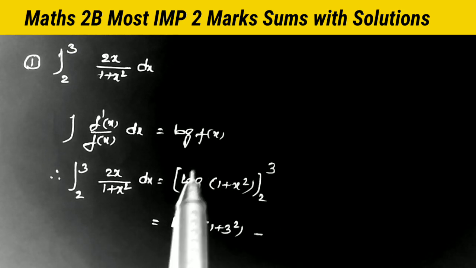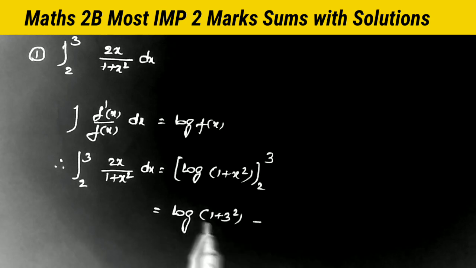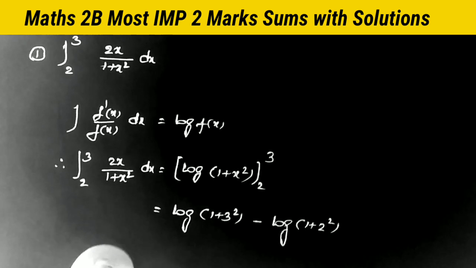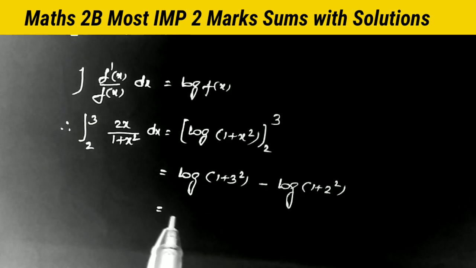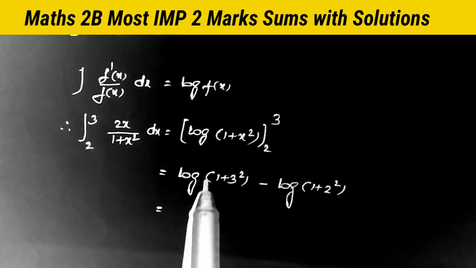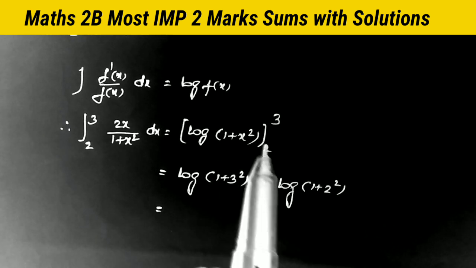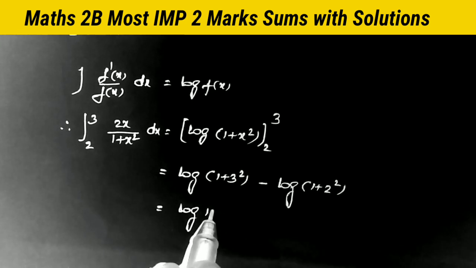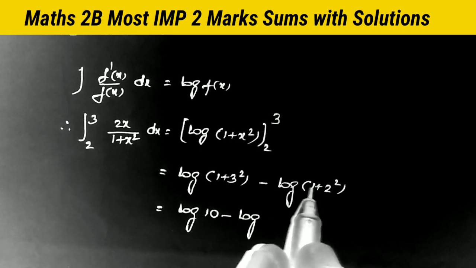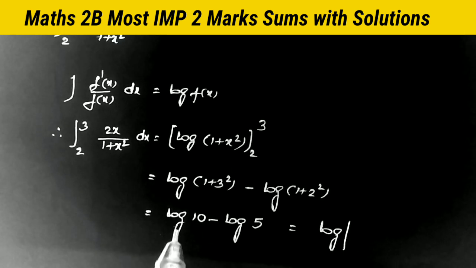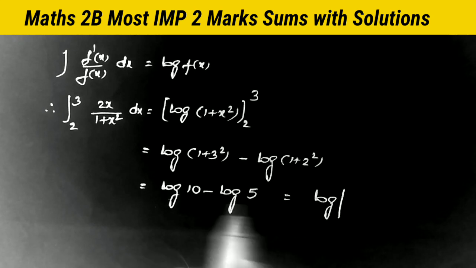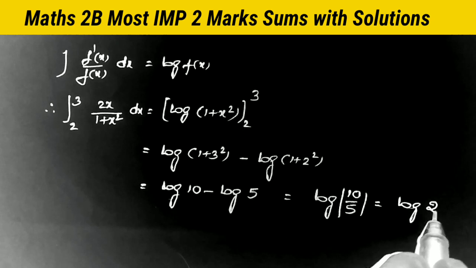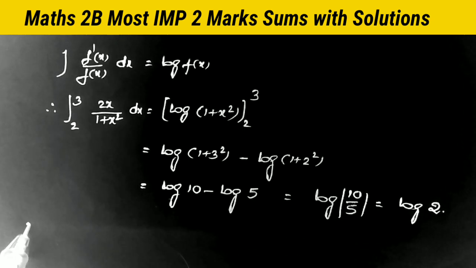Now substituting the limit values, first we have to replace the upper limit in the entire answer, that is log of 1 plus 3 square, minus log of 1 plus 2 square, taking x is equal to 2. Next we replace the lower limit in the total answer. So this is equal to log of 9 plus 1, that is log 10, minus log of 4 plus 1, that is log 5. Clearly this is log a minus log b, and log a minus log b is equal to log of a by b. So log 10 by 5 is equal to log 2. That's the most important 2 marks problem.